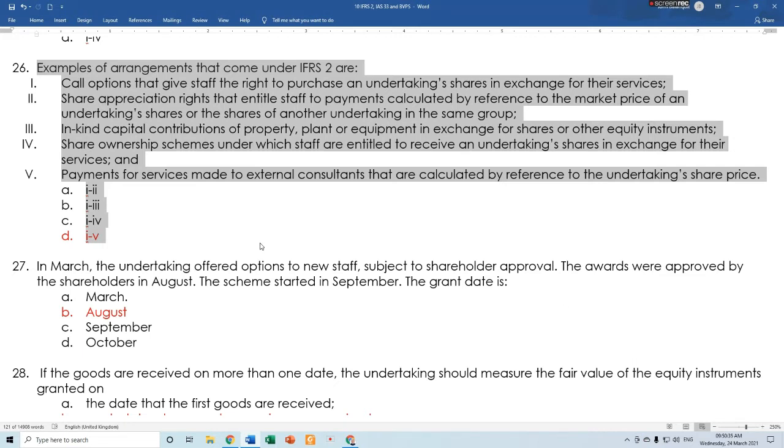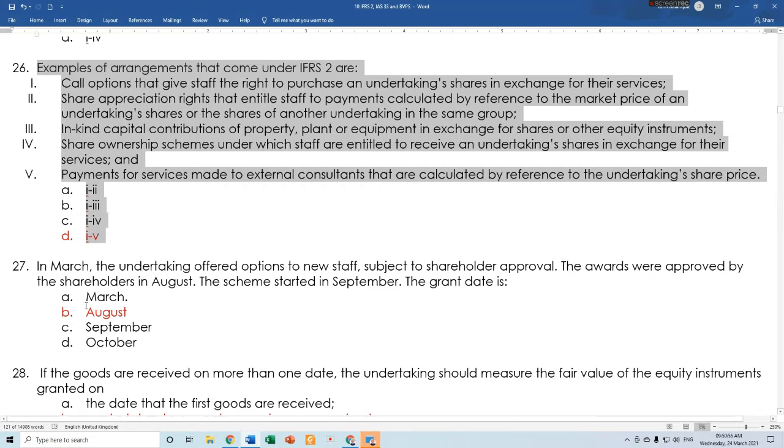Share ownership schemes under which staff are entitled to receive an undertaking's shares in exchange for their services. Okay, so pwede rin. Payment of services made to external consultants that are calculated by reference to the undertaking's share price. So, ganun din, pasok din lang 'yan. So, lahat 'yan ay pasok dun sa ating share-based payment transaction.